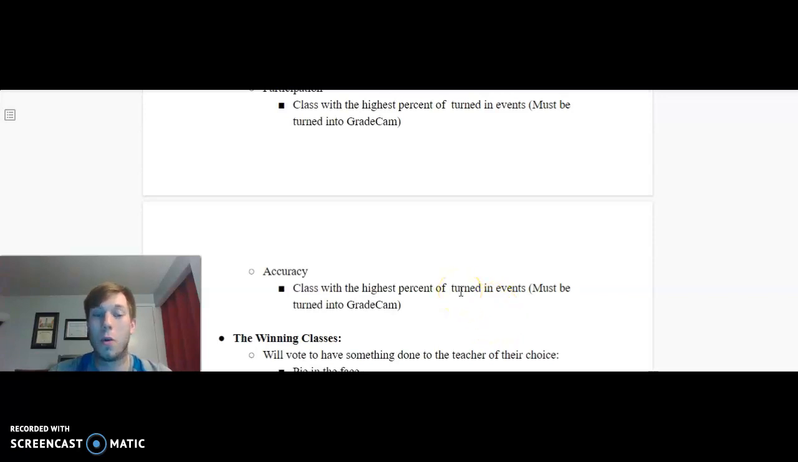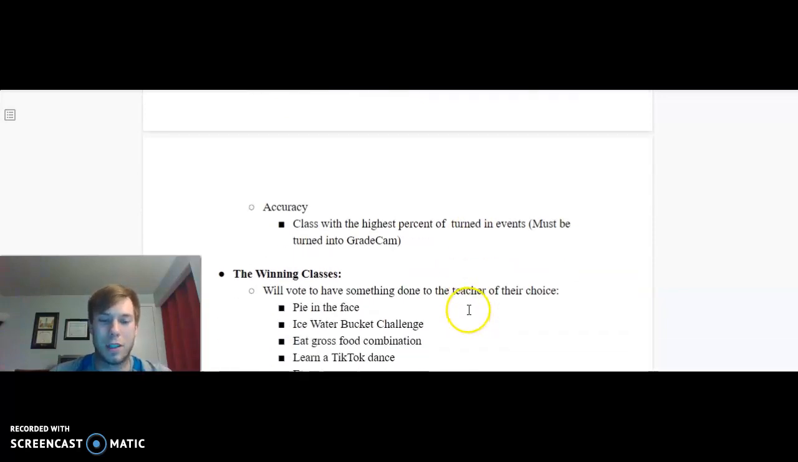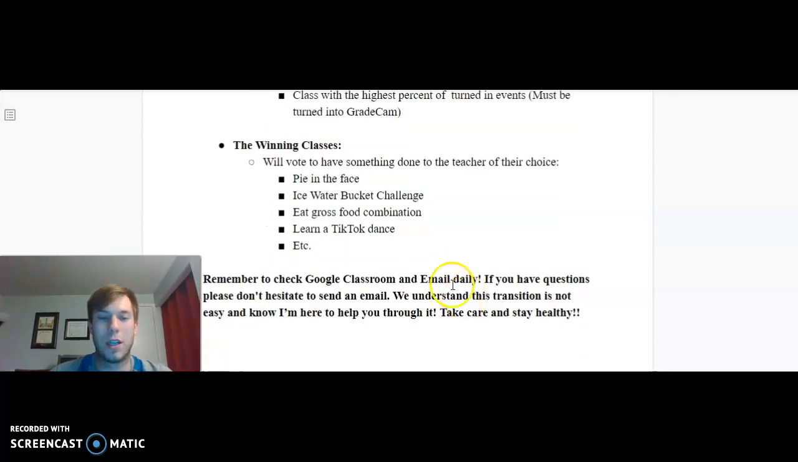The winning classes, so the 2 classes that win with participation and accuracy, will get an opportunity to vote to have something done to the teacher of their choice. So it could be myself, it could be Mr. Bettinger, it could be Mr. Crozen, and or Mrs. Mikolas.